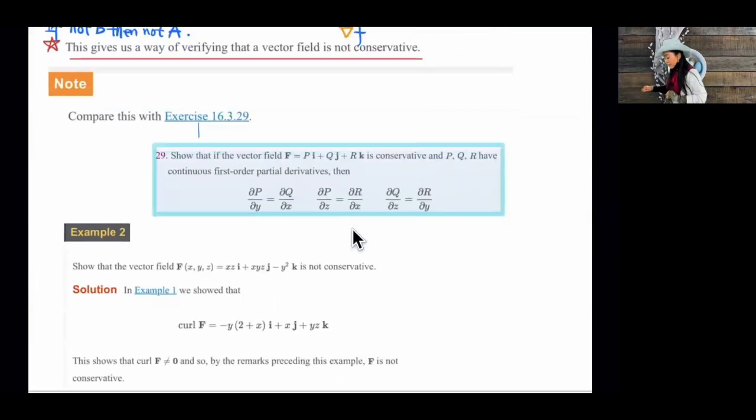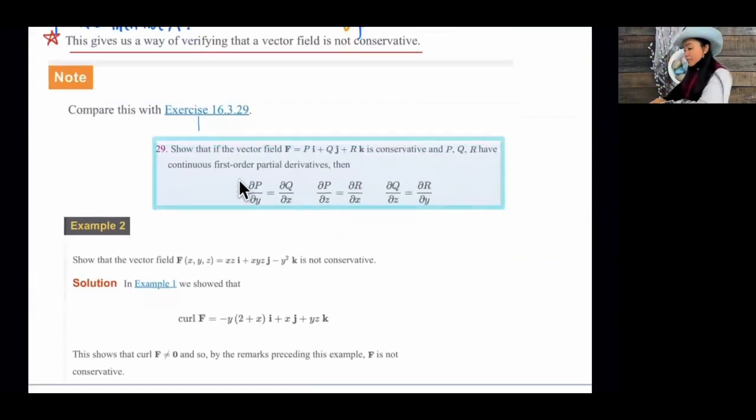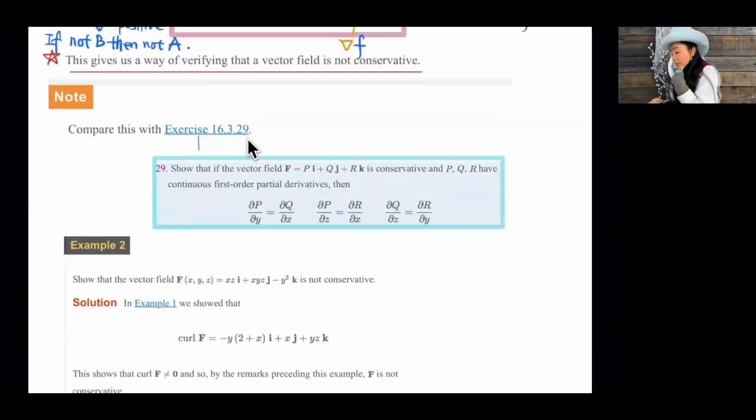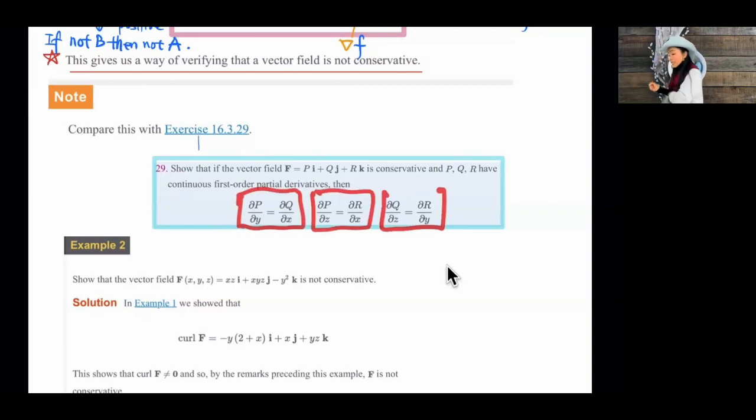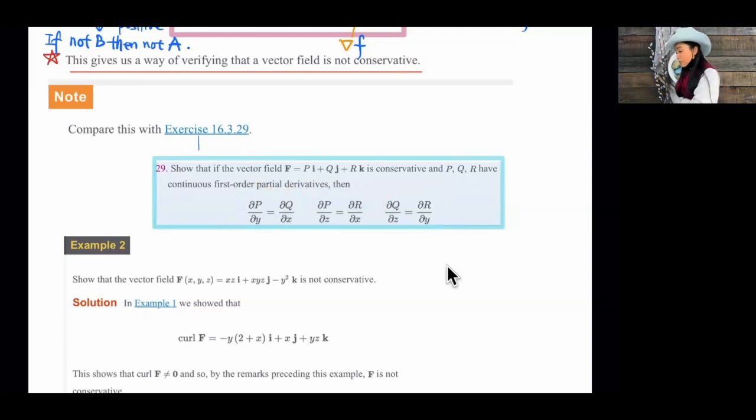So here there's a note over here. Try to compare this with exercise 29, 16.3. At that time, we tried to show that this vector field is conservative. If it's conservative, then we will have the partial derivatives equal in these 3 ways. Okay, all of this has to be satisfied.